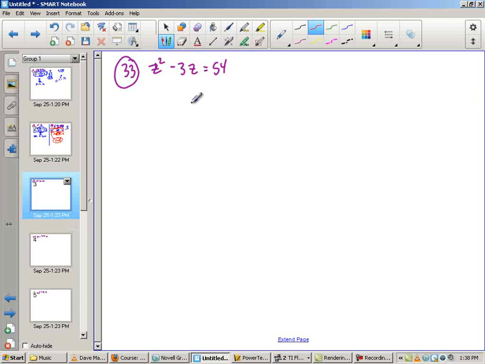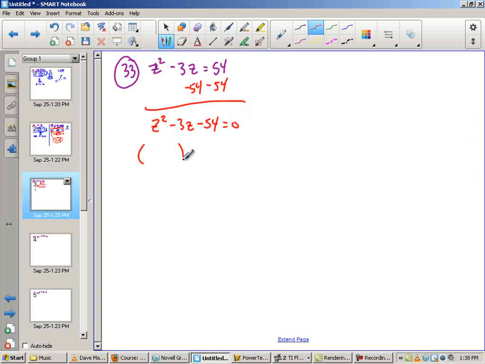All right, if we keep moving, number 33, we're just going to keep cruising. It says to find the values of z, or solve for z. Whenever I have a square and I want to solve, I need it to equal 0. So the first thing I'm going to do is move the 54 back over to this side. I know normally we've been getting everything away from the variable. Here we need everything on the same side. So we're going to have z squared minus 3z minus 54 equals 0.